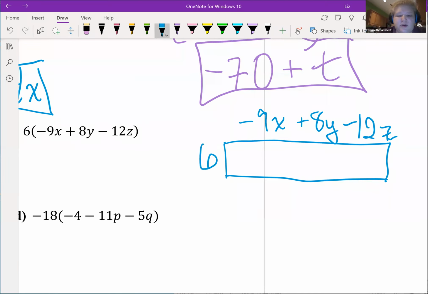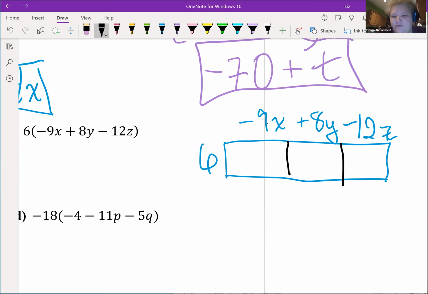And then the 6 on the side. And what we're going to do is multiply the 6 times the negative 9x, then the 6 times the 8y, then the 6 times the negative 12z. You do not have to do it this way. I'm just offering it as a slightly different way to perform distribution.